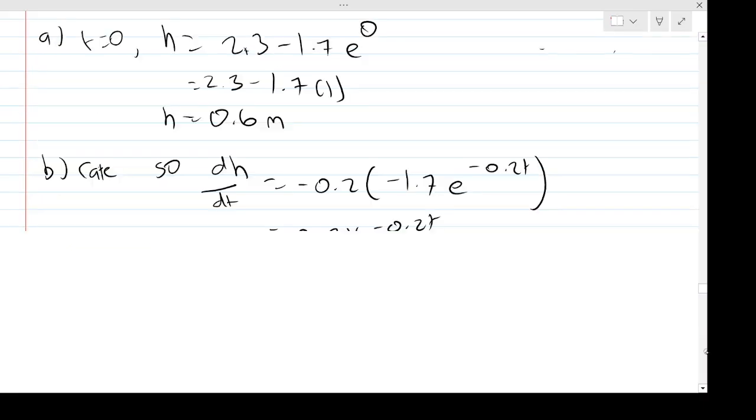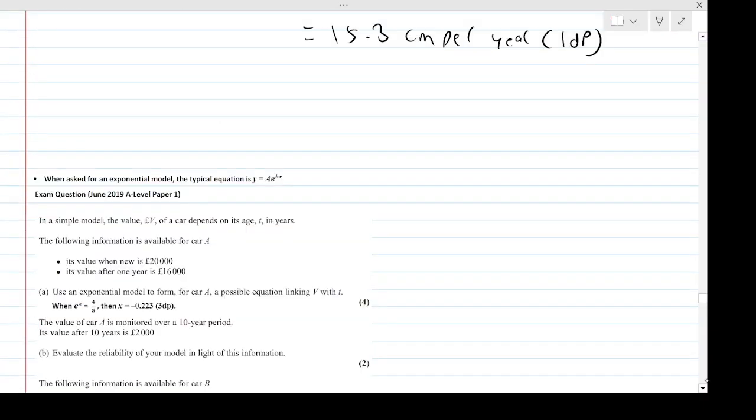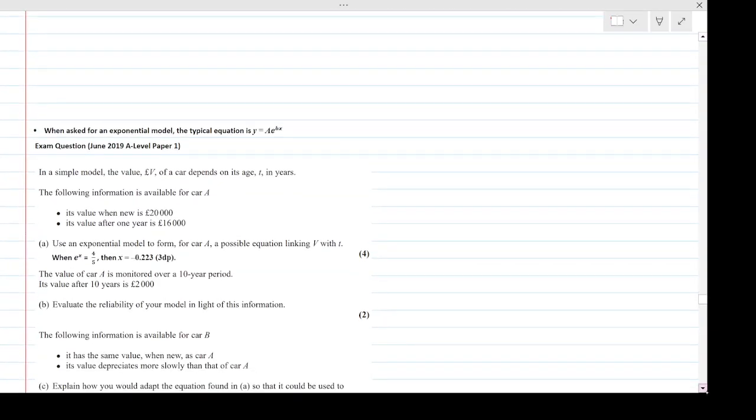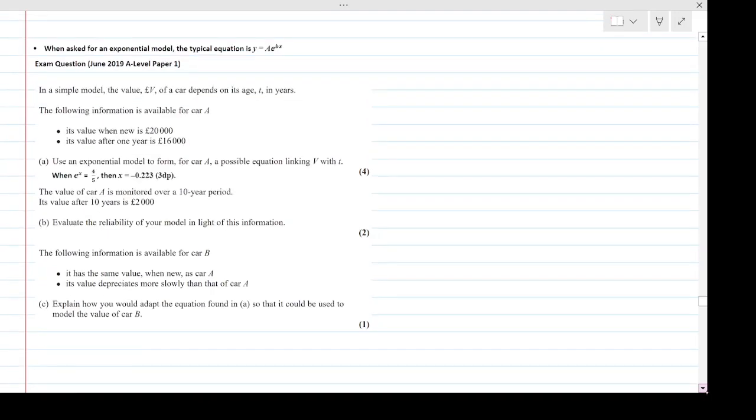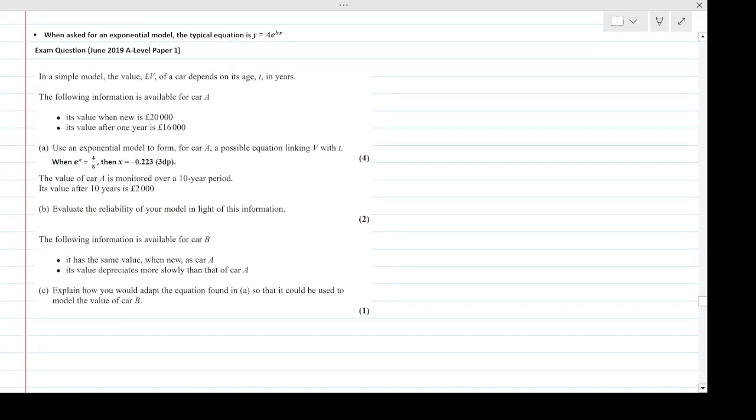Okay, we've got one final question here. So we're told here, in a simple model, the value of a car depends on its age. Quite similar to the earlier question we looked at to do with the car. So the value of the car in years, we're given the following information. The value when it's new is £20,000, and the value after 1 year is 16,000.